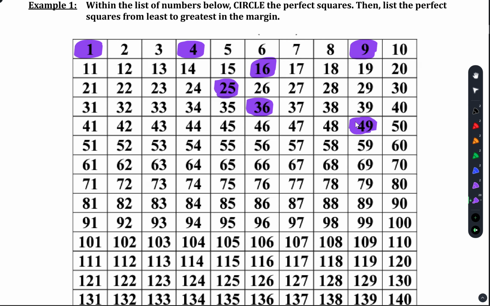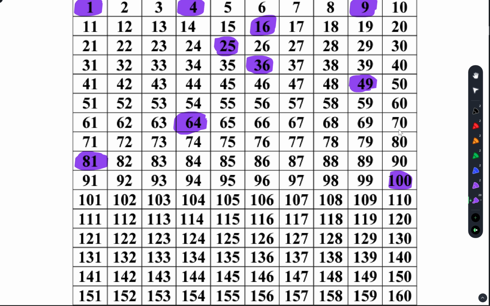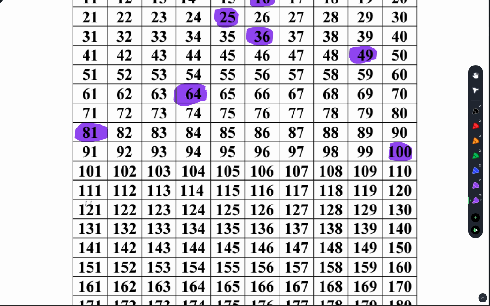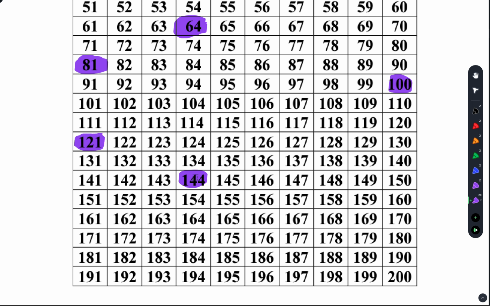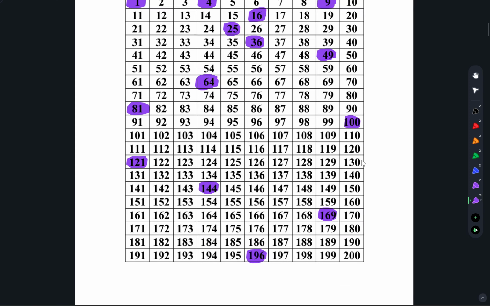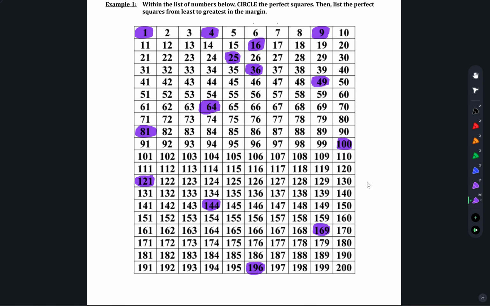You got the rest of them? How far? Okay, 8 times 8, 64. 81, 9 times 9. 100, 10 times 10. 11 times 11, 121. There it is. 144, 12 times 12. Do you know the other two? 169 is 13 times 13, and then there's one more. 196 is 14 times 14. Everybody got these highlighted? Yes. Make sure.